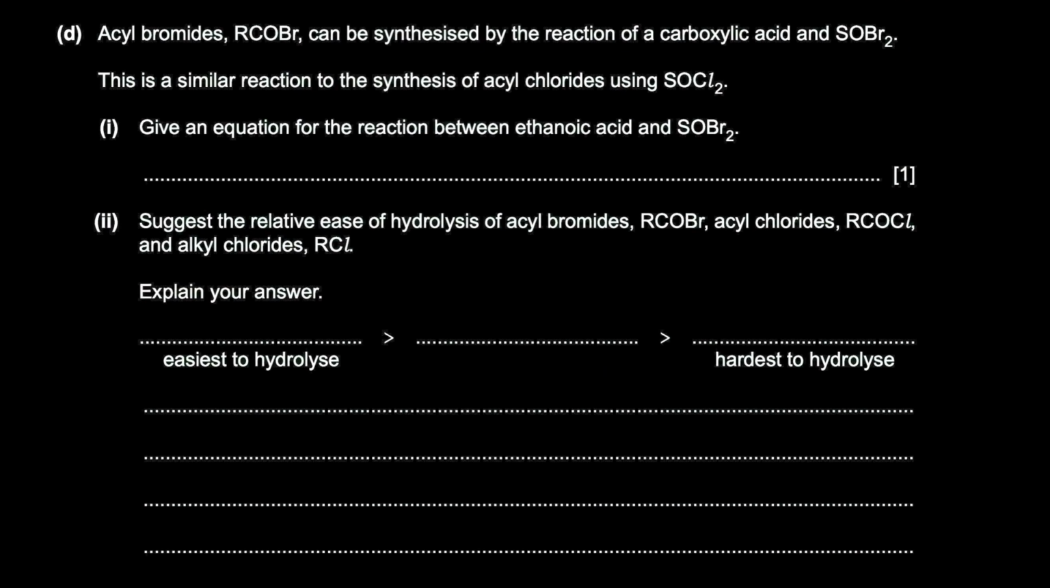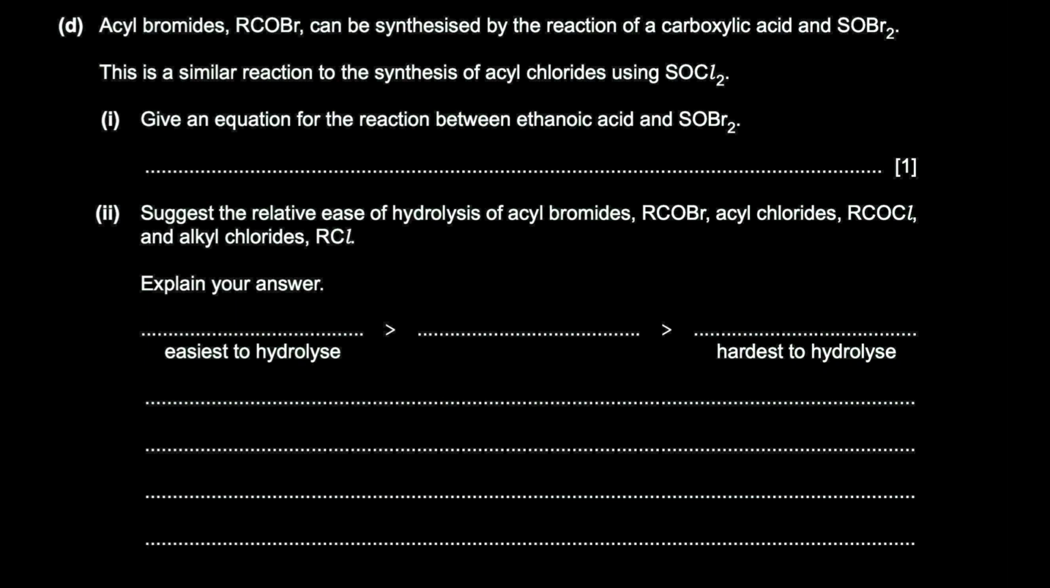Acyl bromides RCOBr can be synthesized by the reaction of a carboxylic acid and SOBr2. This is a similar reaction to the synthesis of acyl chlorides using SOCl2. Give an equation for the reaction between ethanoic acid and SOBr2. So what we have here is ethanoic acid, CH3COOH, which reacts with SOBr2. We get an acyl bromide instead of an acyl chloride.